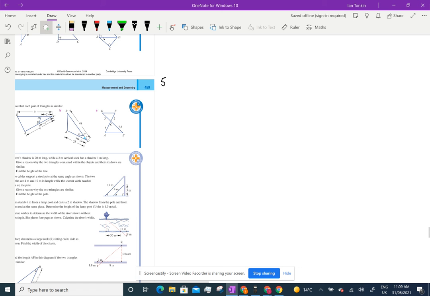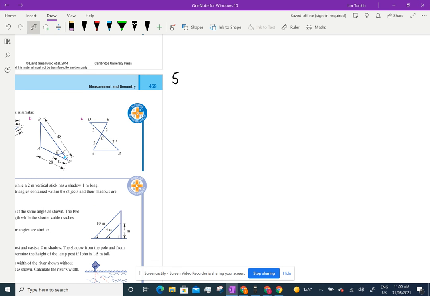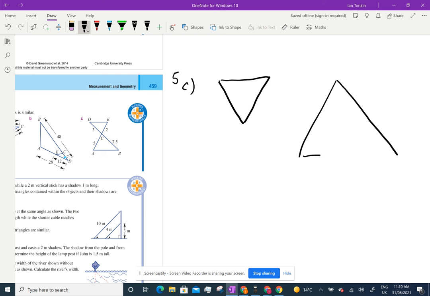So here we go, 5C. Again, I really strongly suggest that you draw the triangles separately. So I've got this one, and I've got this big one. Label them D, D, C, and C, A, B. Well, what do we know? Well, this angle and this angle are equal because they're vertically opposite. Let's put the sides in. This is 2, this is 3, this is 5, and this is 7.5. And just remember, the longer side goes to the longer side.